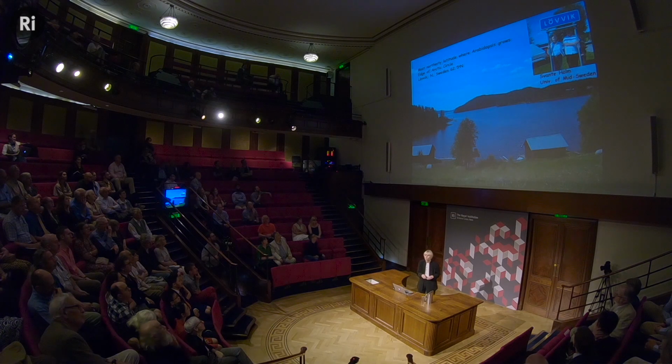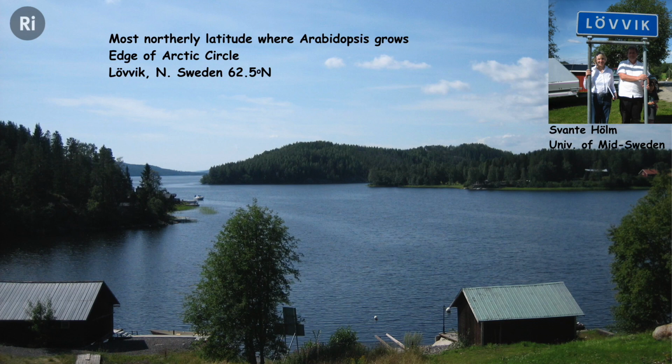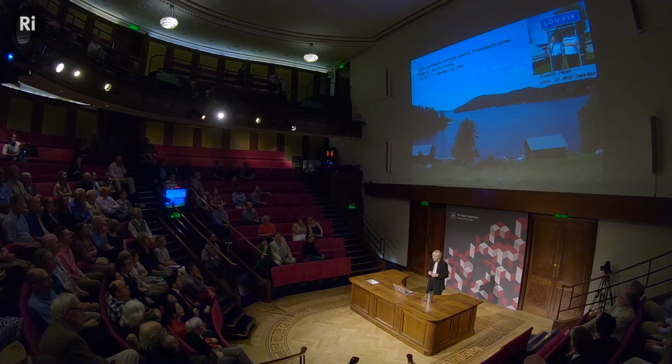Now, that's meant that I've been able to do lots of lovely trips to northern Sweden. And in fact, this is one picture. It's a favorite picture of mine. It is a beautiful place. This is the World Heritage Site right on the Arctic Circle, a place called Lervik. And there's a picture of me and my collaborator who works up there at the University of Mid-Sweden, just to prove I was there. And somehow, every time I go, it's sunny like this.